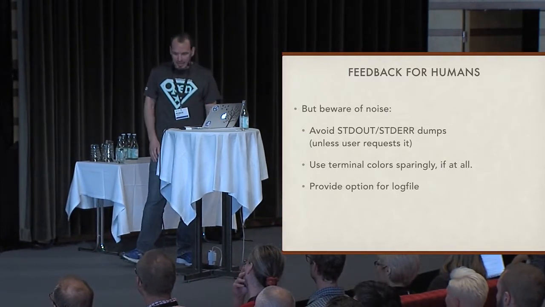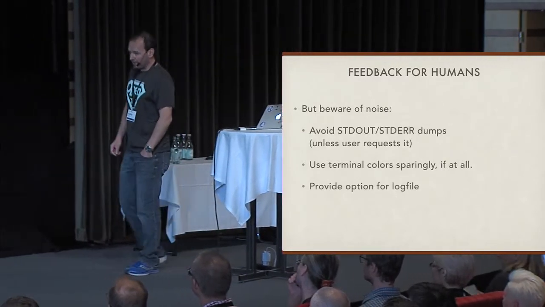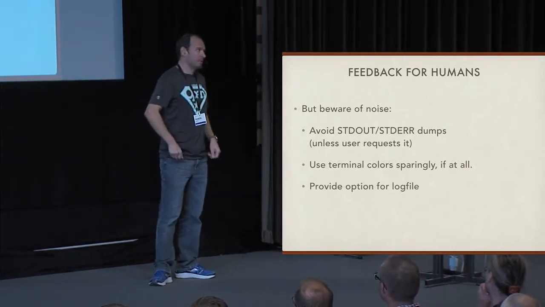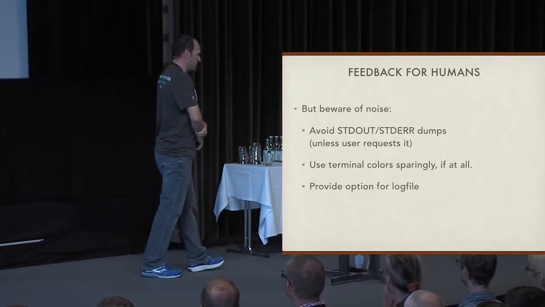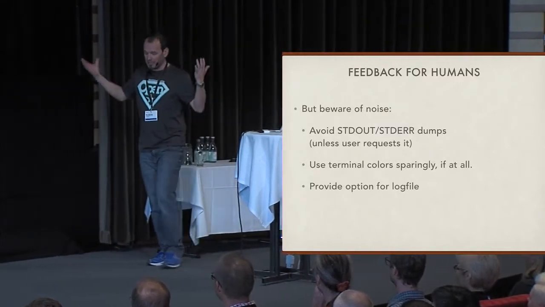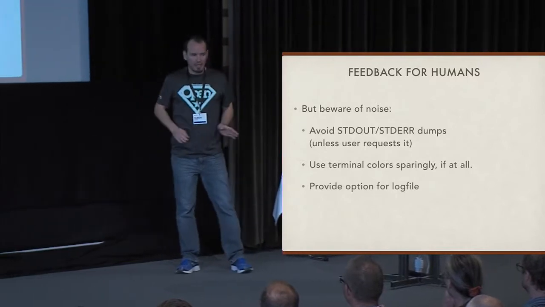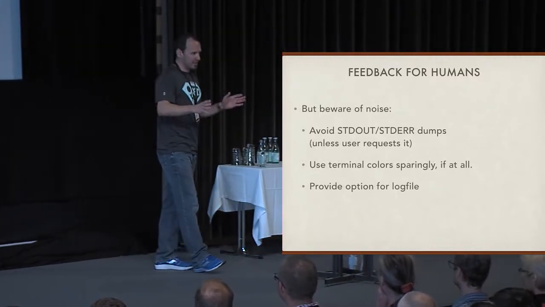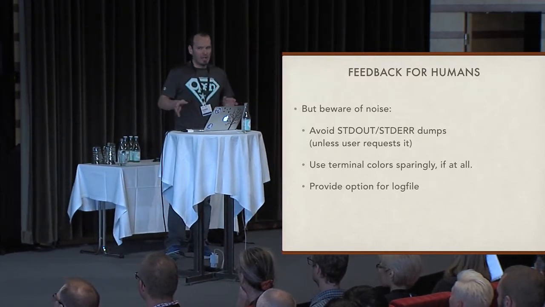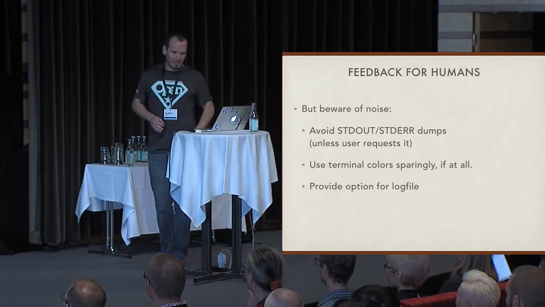Another important thing is to provide the option for a log file, like specifying a log file location. This is very important too. If you want to use automated tools, or this tool that you're going to write is going to be part of a larger build system, you want to be able to go back to the log file and see the execution. If something went wrong, you make sure that it's there, et cetera. So this is a fairly important thing.